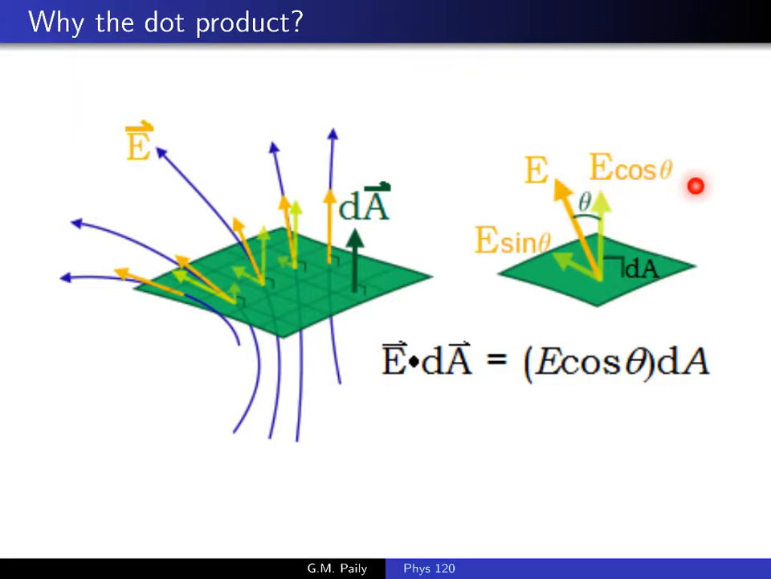As such, E cosine theta is the component of the electric field that lies along the normal, that is, in the same direction as the area vector. And E sine theta is the component of the electric field that lies tangent to the surface, that is, perpendicular to the area vector. We know that an electric field tangent to the surface does not contribute to the flux, so we can ignore E sine theta. So the only component of the electric field that does contribute to the flux is E cosine theta. But E cosine theta times dA can just be written as E dot dA.